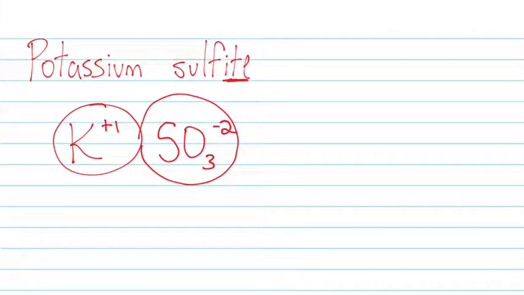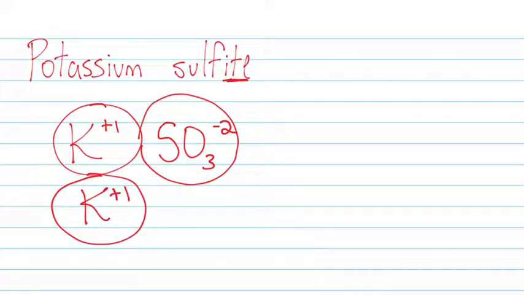Okay, right now, does that add up to 0 charge? No. Do I need another potassium or another sulfite? Yeah, I need another potassium there. So if I put another potassium on there, great. Now it's balanced to +2 and -2, and my overall formula is just going to be K2SO3. And that would be potassium sulfite.